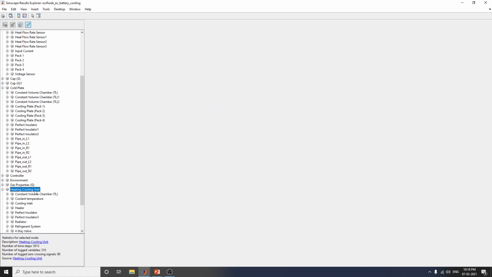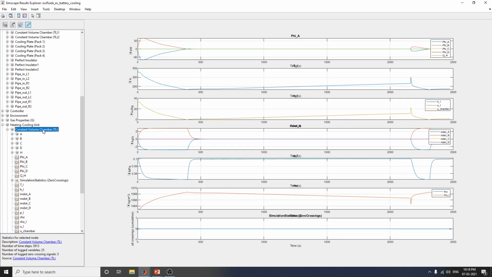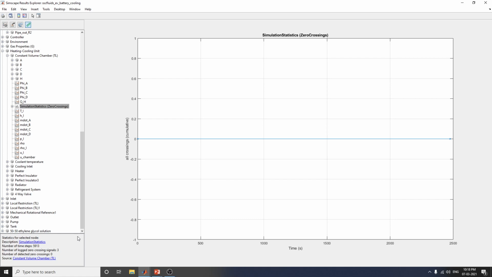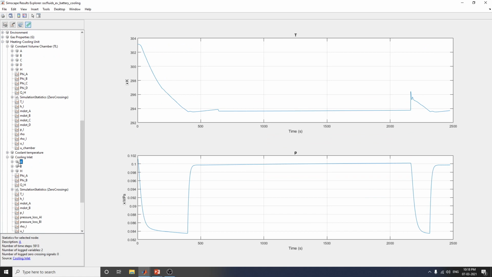Here this is a heating cooling unit. Here itself we can see the constant volume chamber values and simulation statistics at zero crossings. In this manner you can see the statistics for the selection node. Also the number of time steps you can see, and the number of logged 0, and this is our cooling heat temperature versus our pressure loss, also you can calculate.